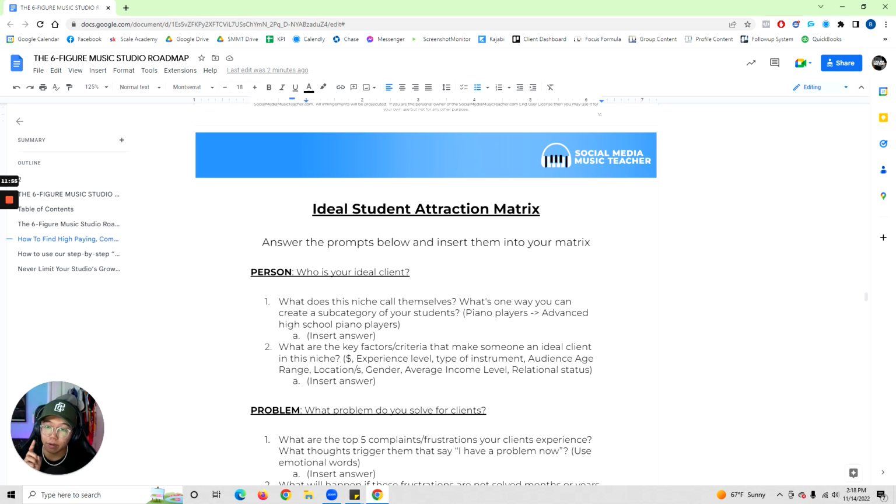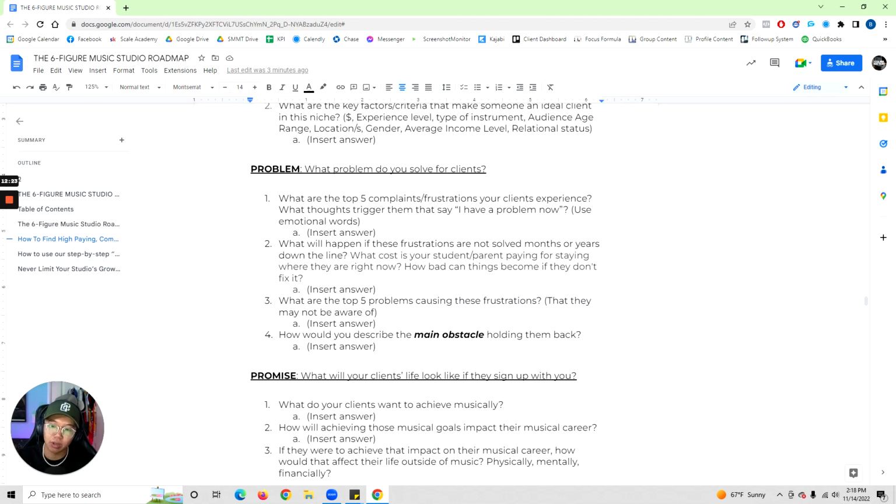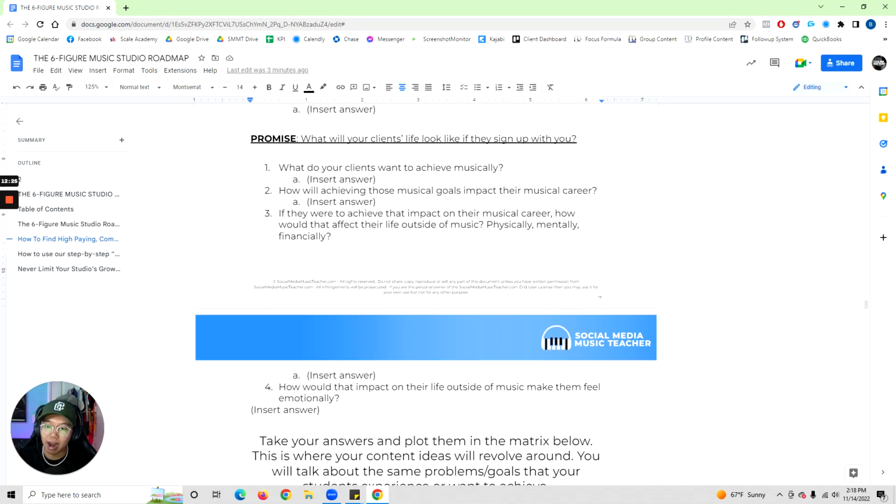But also I want to give you some homework and show you exactly how to be able to implement this. So this is the step that you've been waiting for. Make sure you have your roadmap ready. This is an ideal student attraction matrix. This will help you be very, very clear on who exactly is your ideal student, and what exactly is the problem that I solve as well. So these questions will help prompt you in being able to answer that for you. And this will really drive your content.